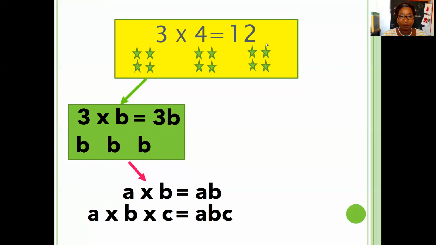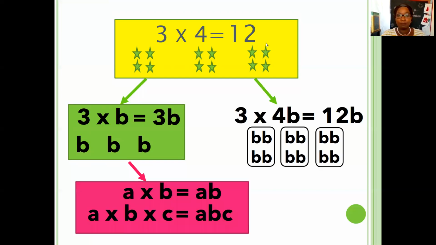Let's continue. Let's try something. I'm just going to throw it out to you. What do you think is X times Y? If you said XY, you are correct. All right, we're going to use our knowledge from primary school, 3 times 4 equals 12, to simplify one more algebraic expression.